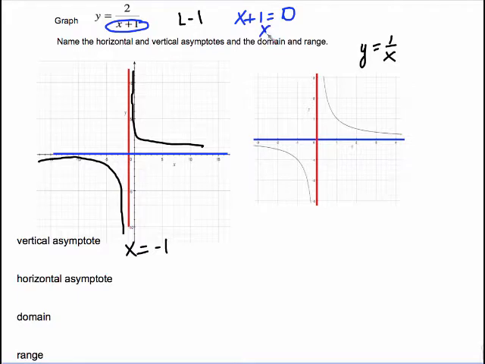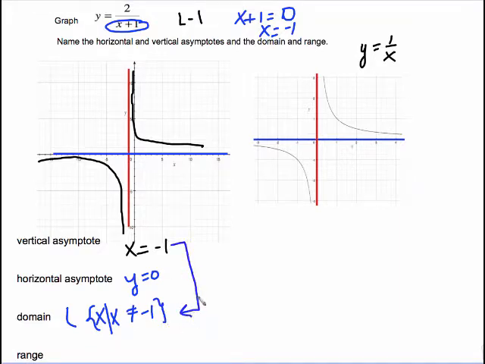And we get x equals -1. So two ways to get that vertical asymptote. The horizontal asymptote, we are looking at the fact that we didn't move that at all. So the horizontal asymptote is still the line y equals 0. Your domain is going to be all x such that x does not equal -1. Remember, I'm still writing it in set builder notation just to tie the vertical asymptote and the domain together.